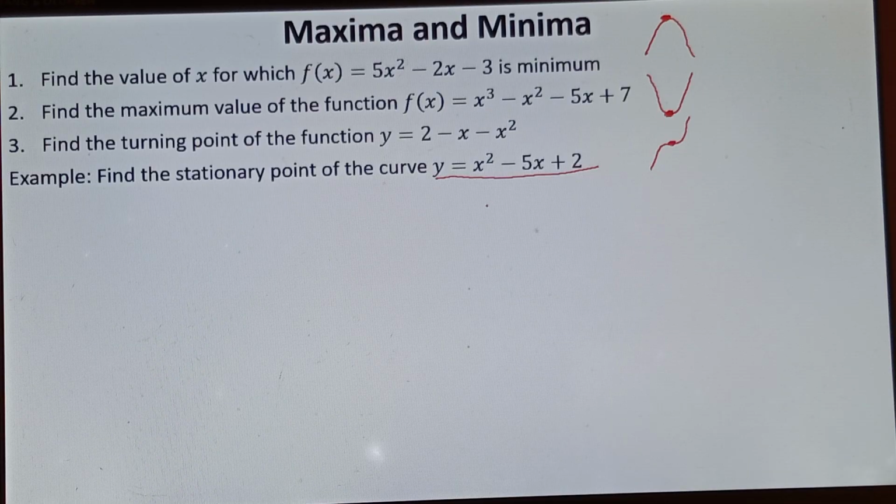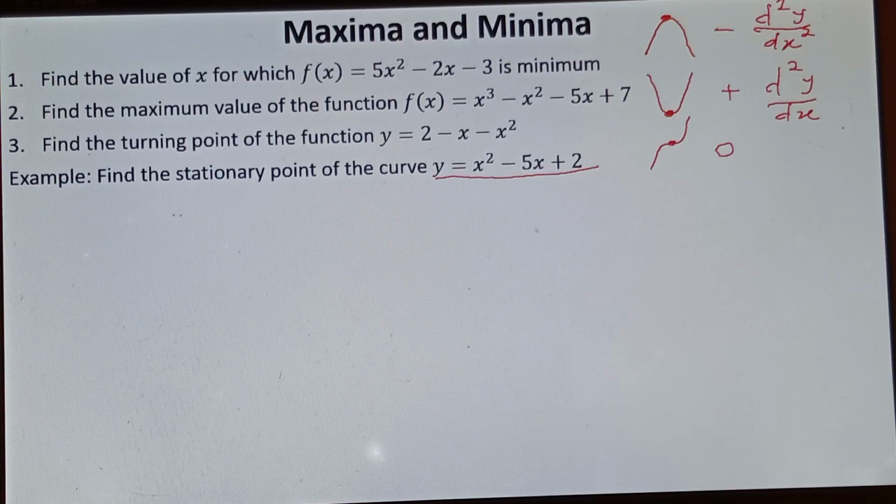If we differentiate twice and our result is positive, then we have a minimum point. This minimum will have a positive d squared y over dx squared. If we differentiate twice and our result is negative, we have a maximum, negative d squared y over dx squared. If we differentiate twice and our result is just 0, we have a point of inflection. So in this question, we'll be taking this example, y is equal to x squared minus 5x plus 2.